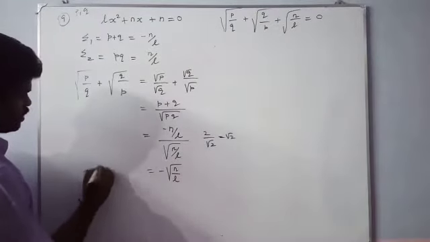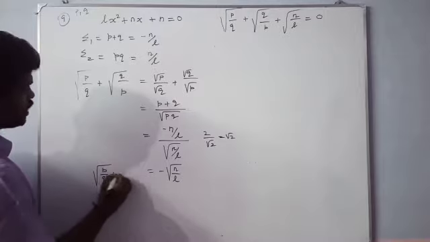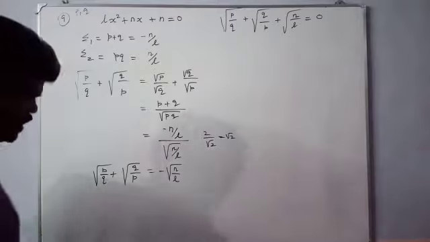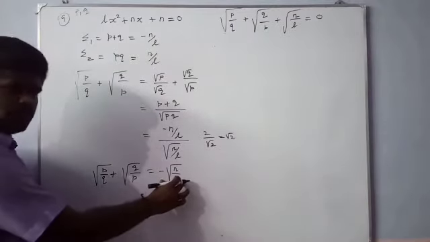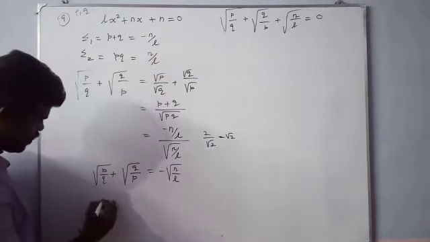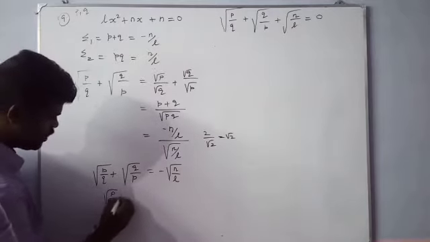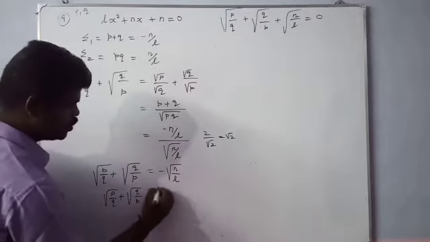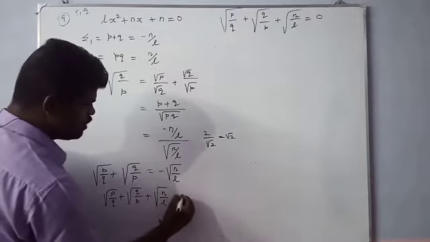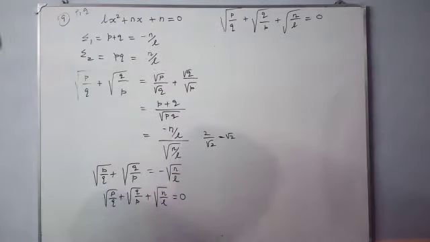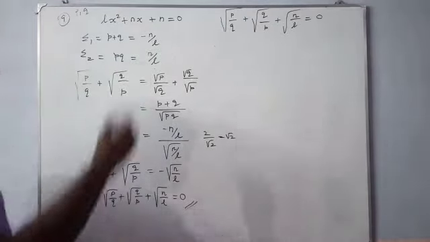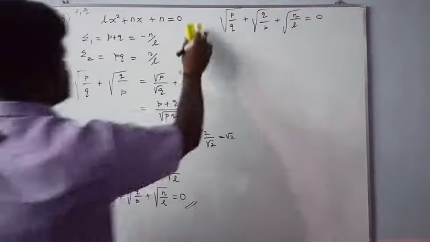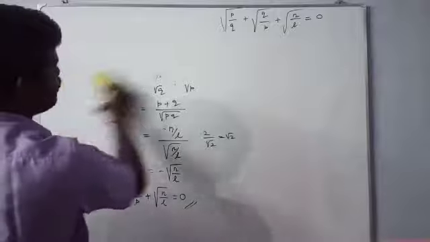Now root P by Q plus root Q by P is equal to minus root of N by L. And this term will continue on this side. Root P by Q plus root Q by P plus root N by L is equal to 0. So this is the proof of that result. Okay, right. For this sum we go to the next sum.